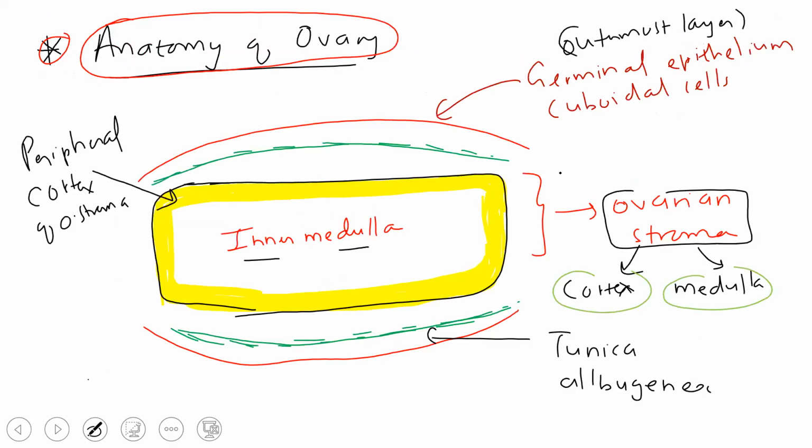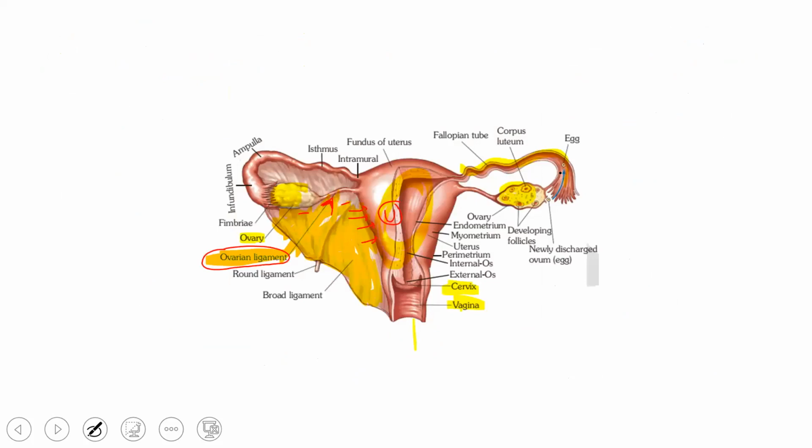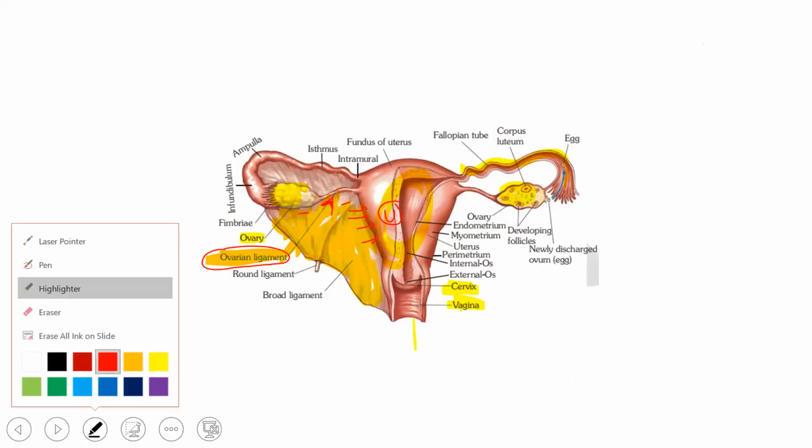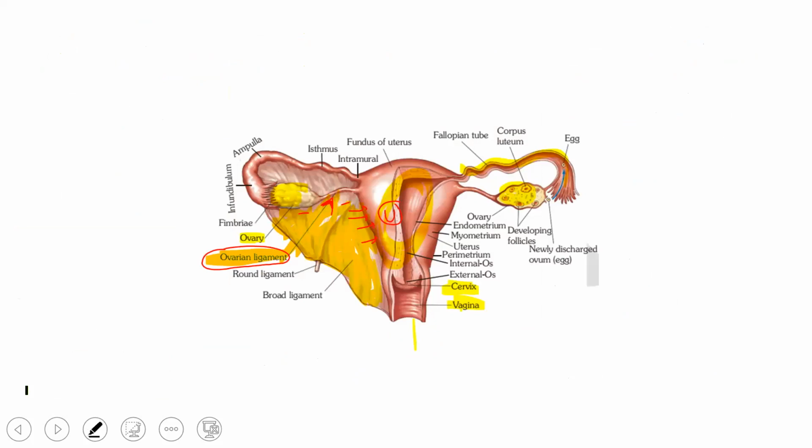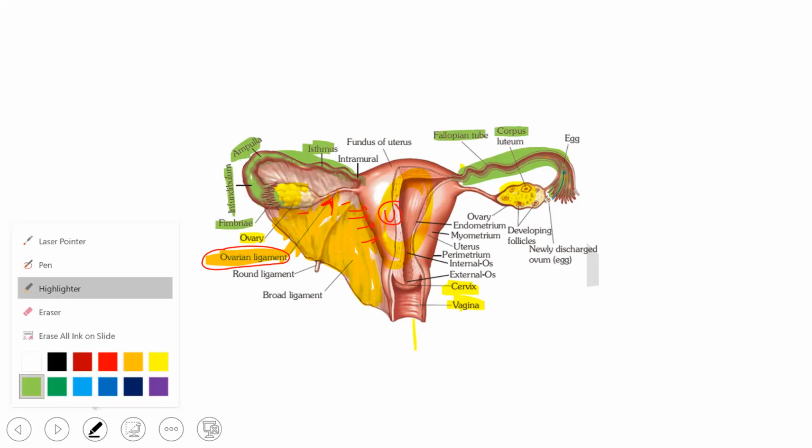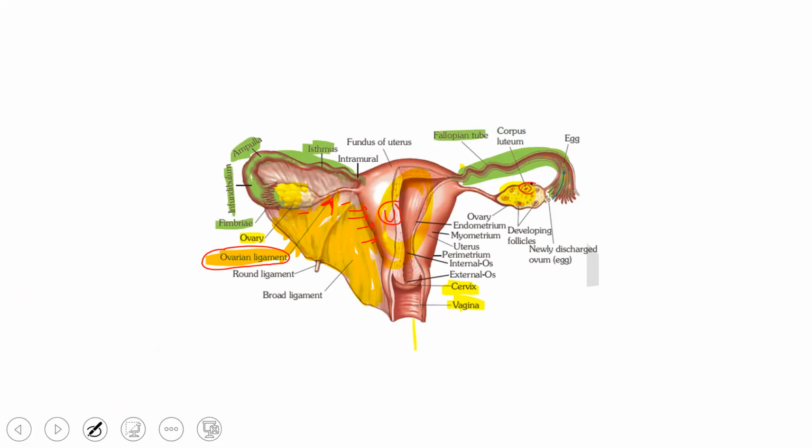As you can see over here, this is what we refer to as a fallopian tube or oviduct. You can see it on both sides. The one I'm highlighting in green. All the parts which will be inside this, I'm also putting over here. You can also see the corpus luteum inside the ovaries, and this part is our oviduct.